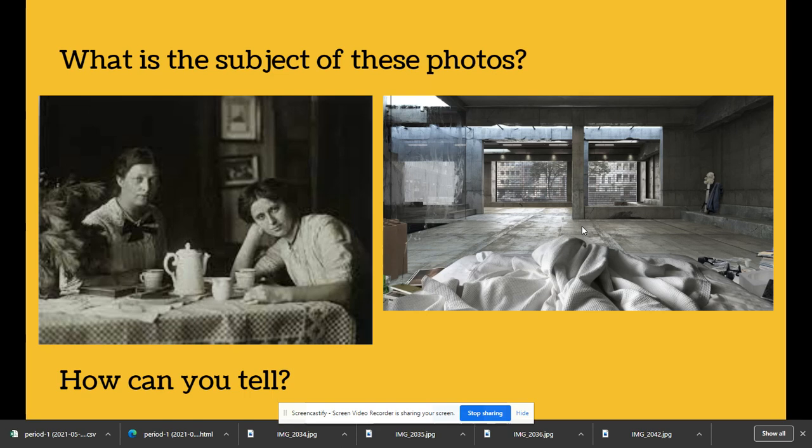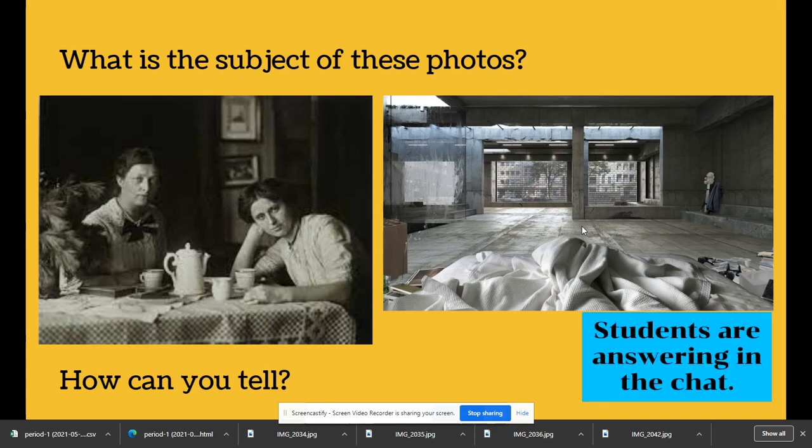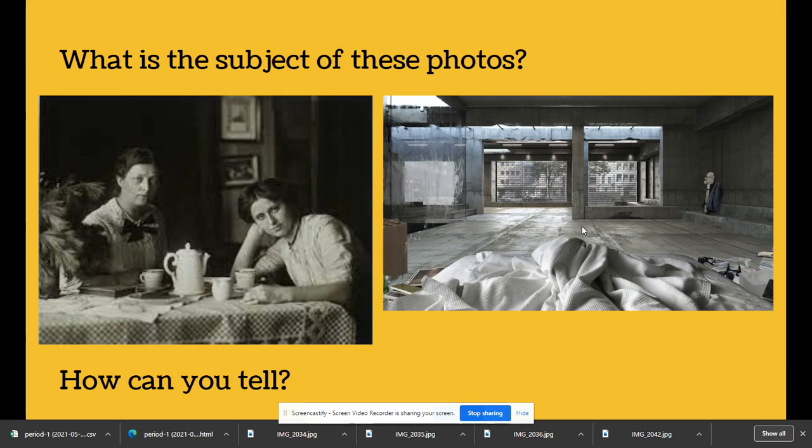This is also another confusing one. Kaylee said the fabric on the floor. So there's fabric on the floor here, the sheets. Yes, so the fabric in the front, the sheets. It looks like an empty building of some kind, maybe a storefront in a mall or something. Is anyone else confused about the subject of this one? Maybe the sheet. Is it that white thing that looks like a stormtrooper in the corner?